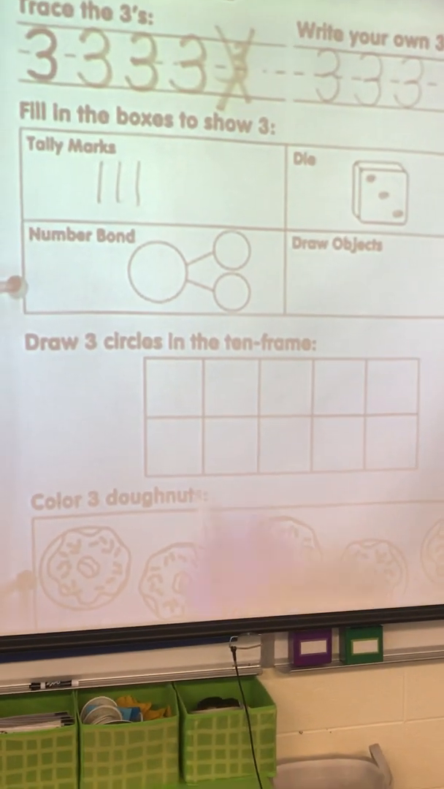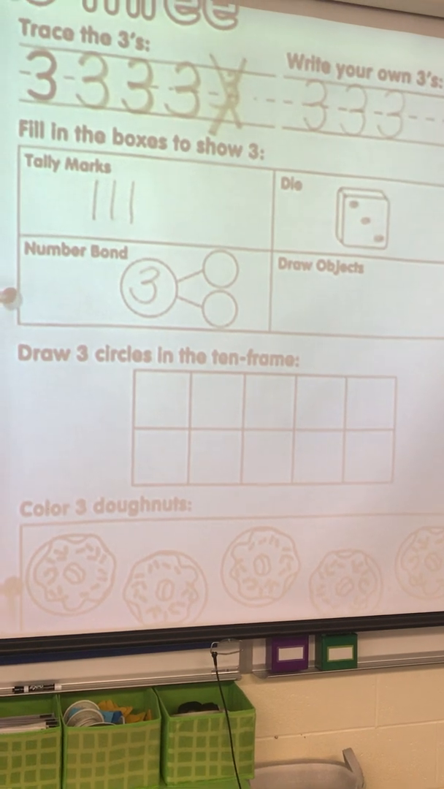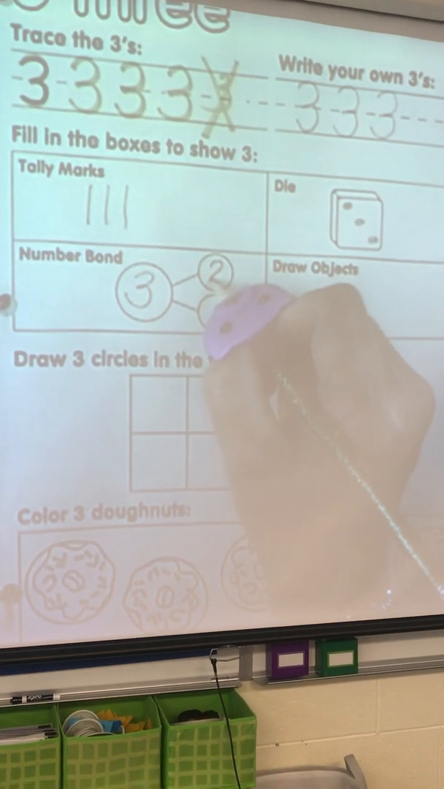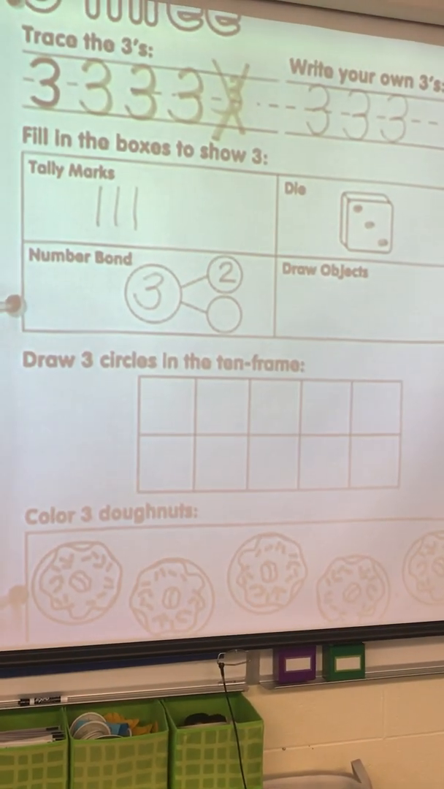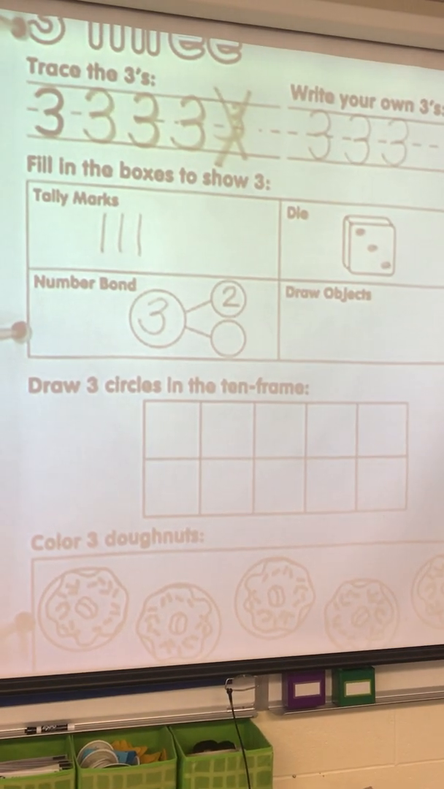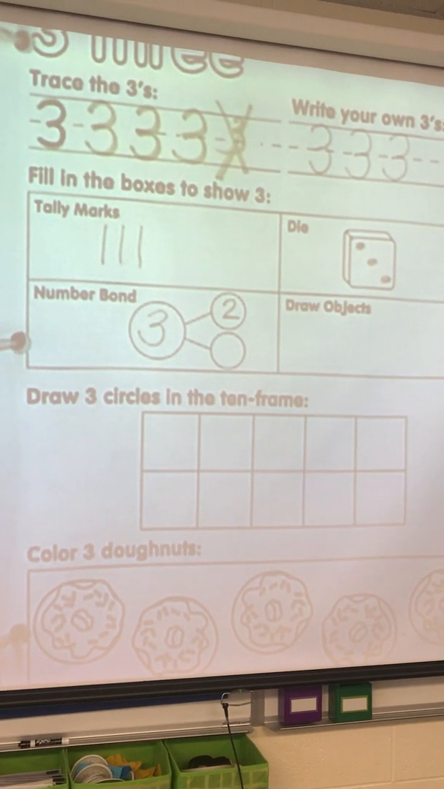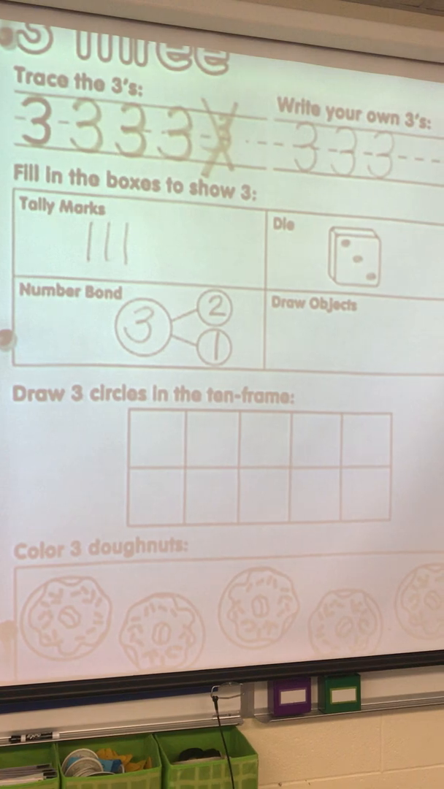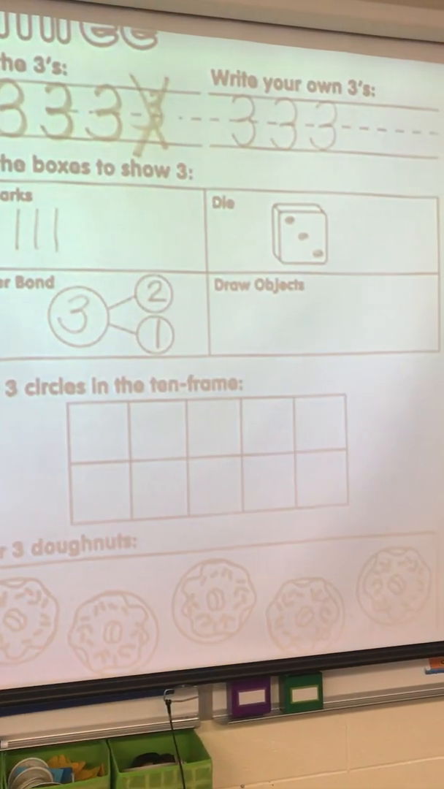Now we'll do our number bond. Our number is 3, so we're going to put a 3 in there. And let's start with a 2 this time. These are the 2 parts that are going to make the total. So if we have 2, how many more do we need to count to get to 3? 2, 3. We only have to count 1 more number. So our number bond is 2 plus 1 equals 3.